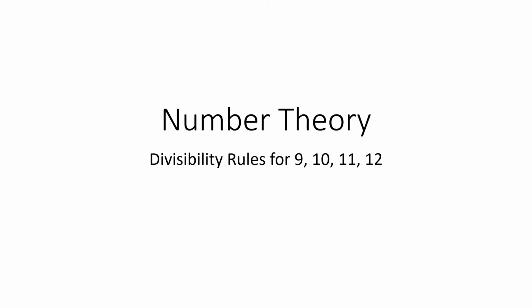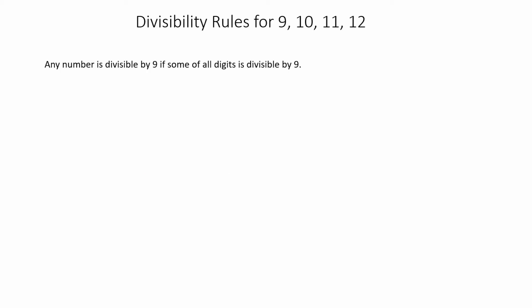Today we'll be talking about divisibility rules for 9, 10, 11, and 12. Let's start with the divisibility rule for 9. Any number is divisible by 9 if, oops, that's a typo. Let me correct that. If the sum of all digits is divisible by 9.